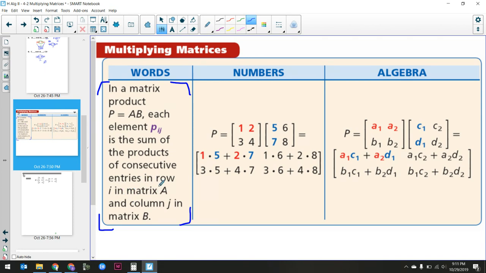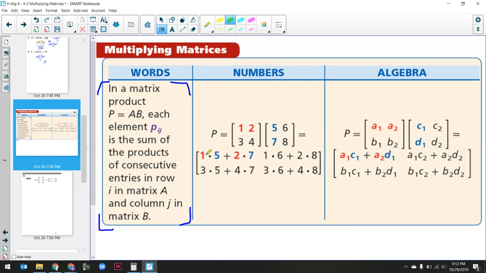In row i in matrix A, and column j in matrix B. Column j, the second number, is the column number out of matrix B. So take a look at what we have here. I'm going to use my highlighter a lot this class. Say I have a 2 by 2 times a 2 by 2. Obviously, I can multiply them, right? A 2 by 2 times a 2 by 2 is going to yield another 2 by 2.